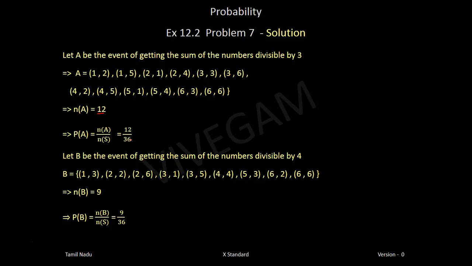So 12 divided by 36. And don't simplify it, keep it there as it is. Next, let B be the event of getting the sum of numbers divisible by 4. You repeat the same process.